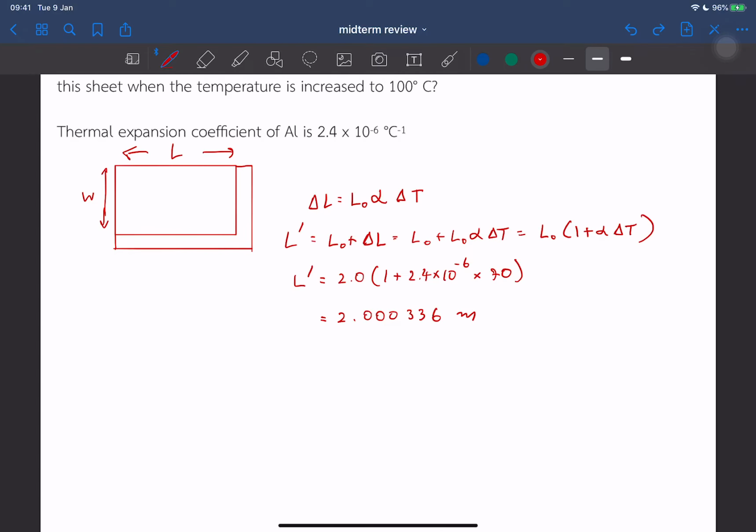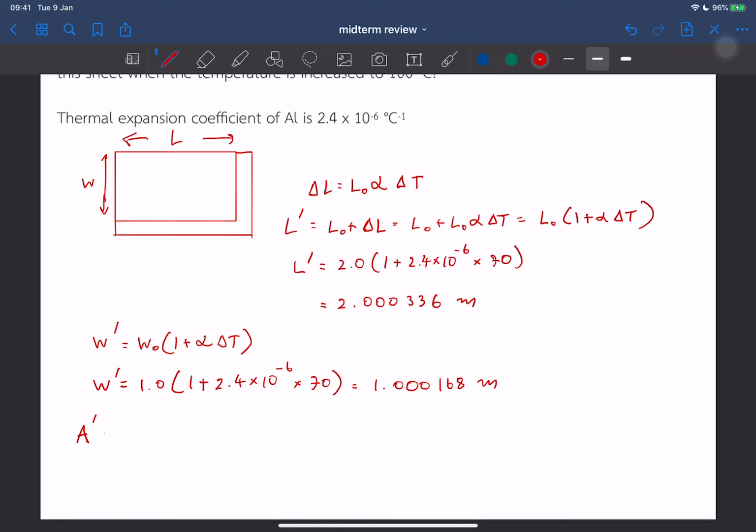We do the same thing for W. W prime is W0 times (1 plus alpha delta T), right? W0 is just 1 meter, so it's actually just half of what we have for the length, right? So that's going to be 1.000168 meters. Sorry, you can see already that I messed up this formula. It should be W prime, not delta W, right? So W prime here.